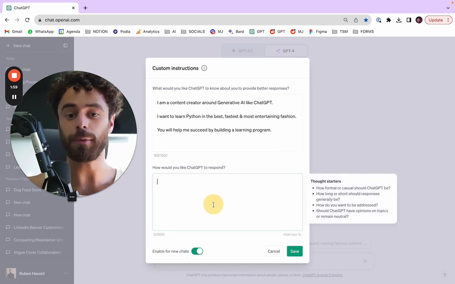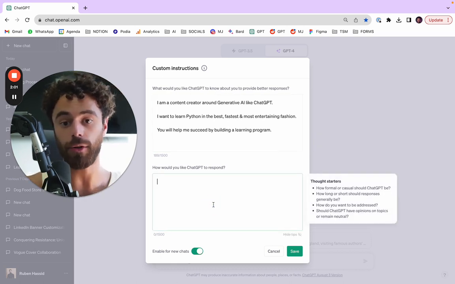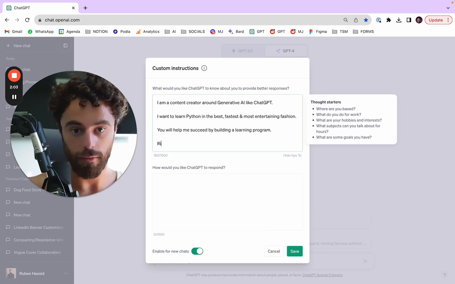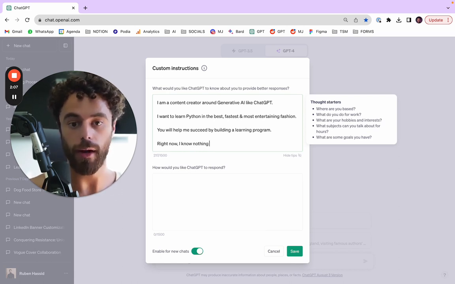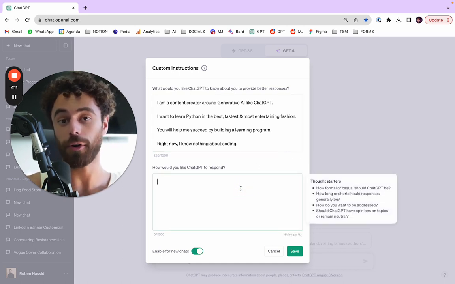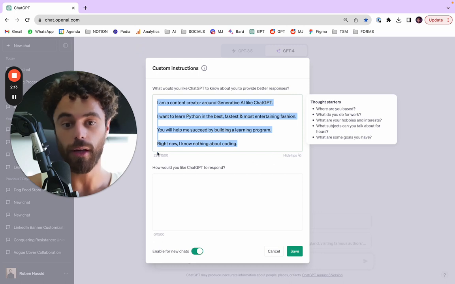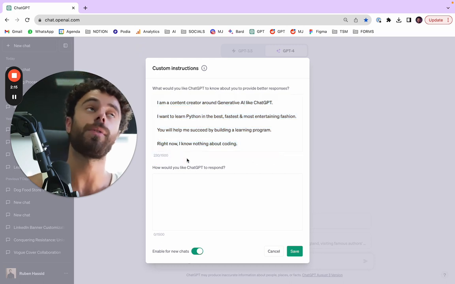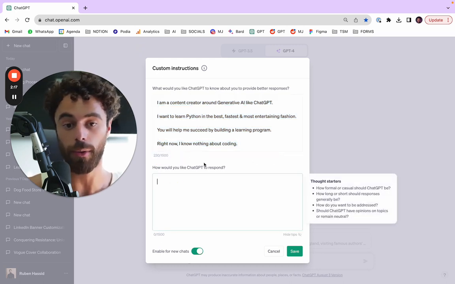Okay, put as much context as possible. Like, what's your level? What do you know? Right now, I know nothing about coding. And that's it. But you could put more context, and I would advise you to do it. You have 1,500 characters, and I just used 230.